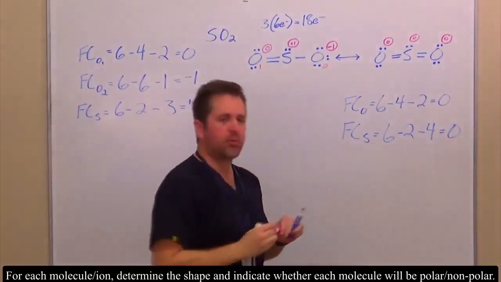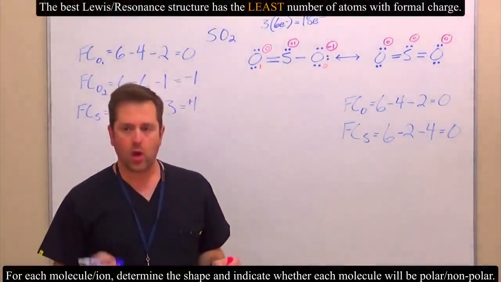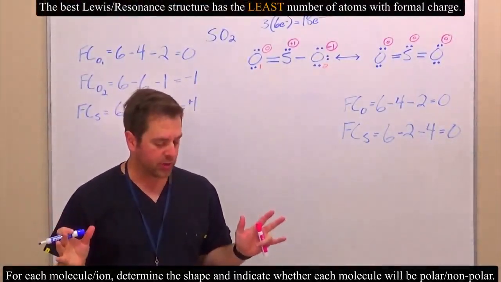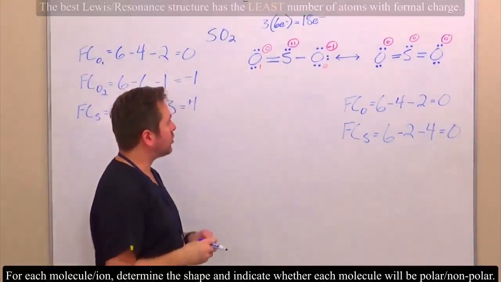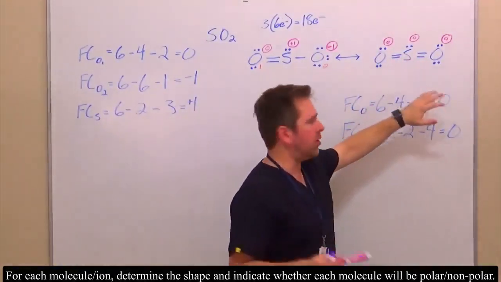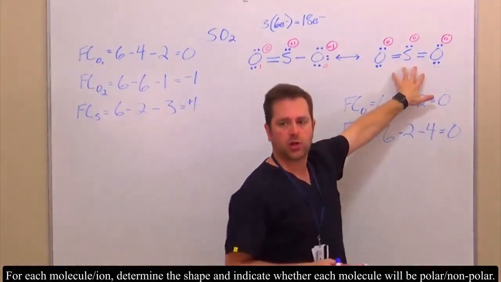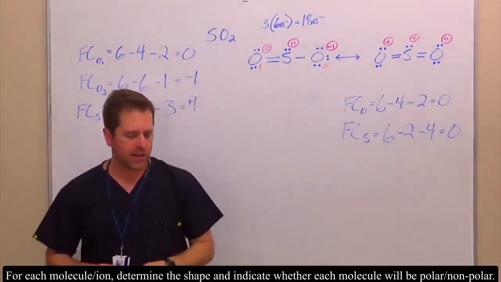I'll read the principle again, and please take this down in your notes. The best Lewis or resonance structure has the least number of atoms with formal charge. So clearly, since all of these have no charge, or charge of 0, if you will, this will be the structure that we're going to use to move forward and actually figure out its molecular shape.